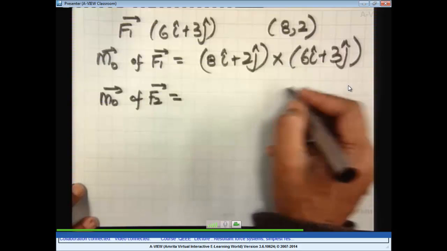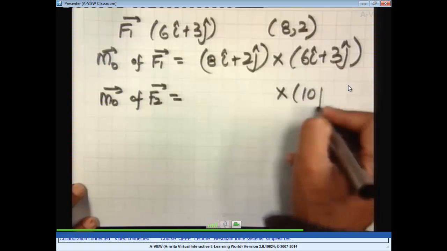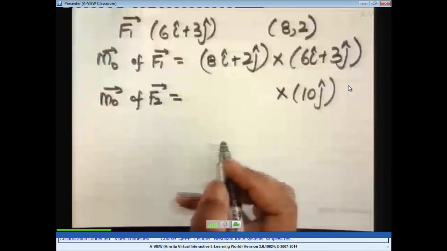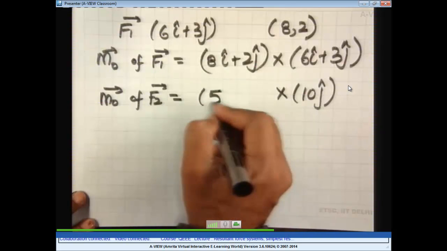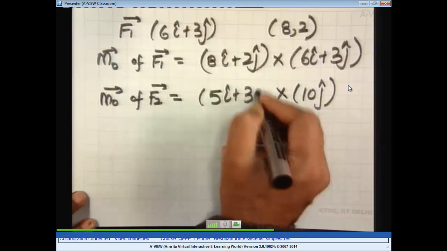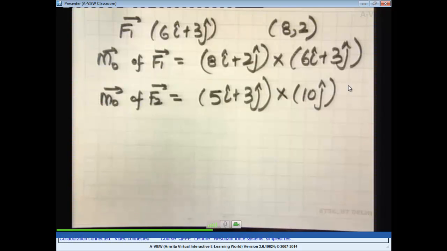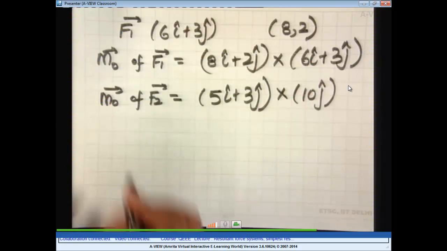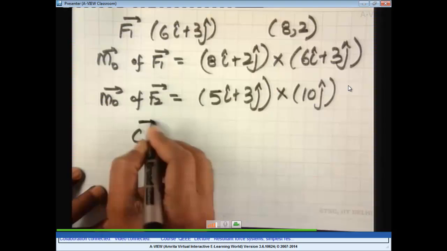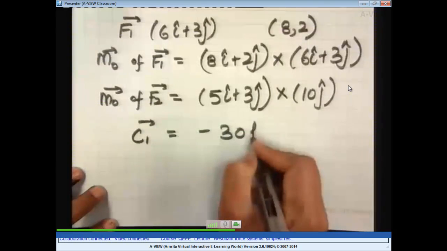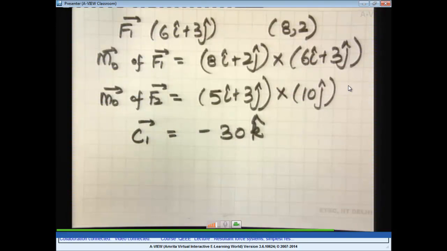So it was 10j and it acted at (5,3). So (5 plus 3j) cross this thing. And then we have a couple C1, which is equal to minus 30k.